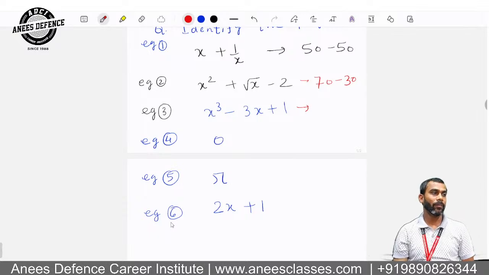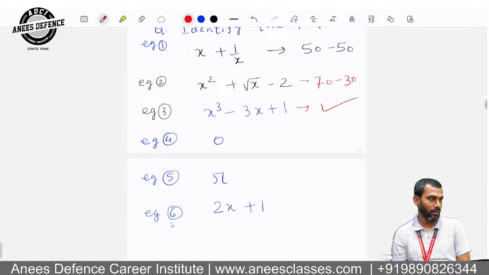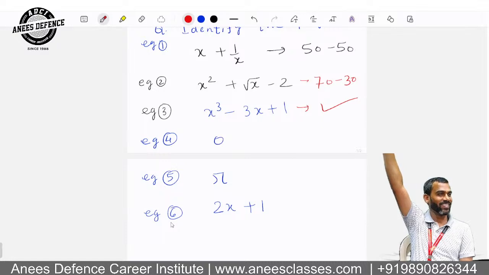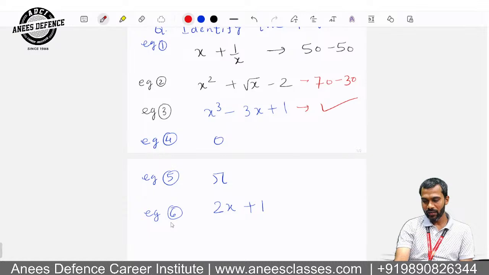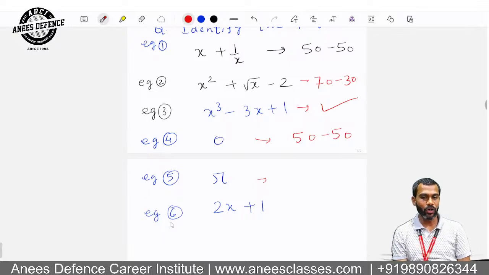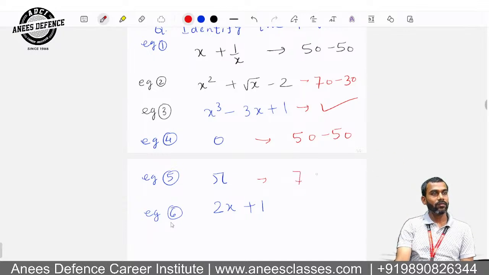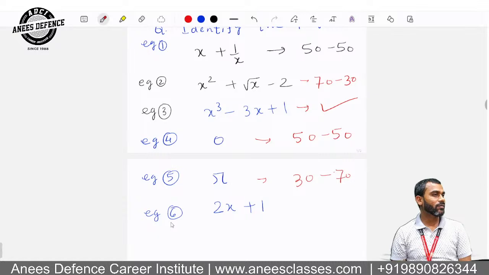Third one, who thinks it is a polynomial? Yes. Fourth one, is it a polynomial? Yes or no? Please raise your hand who thinks it is a polynomial. 50-50 again. Number 5, is it a polynomial? Please raise your hand. Only 1, 2, 3. 70-30. No, 30-70. Okay. Sixth one.